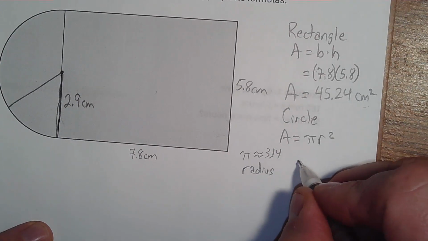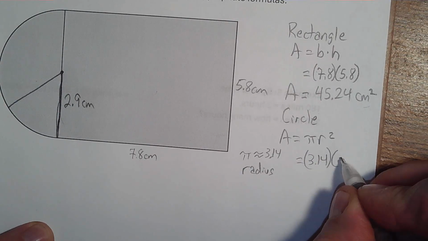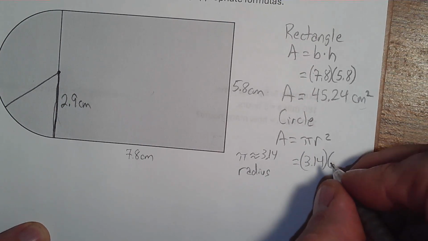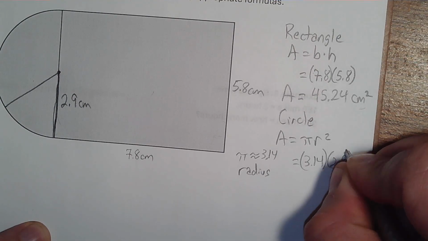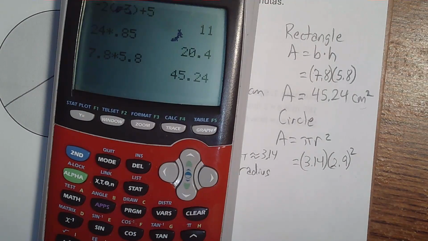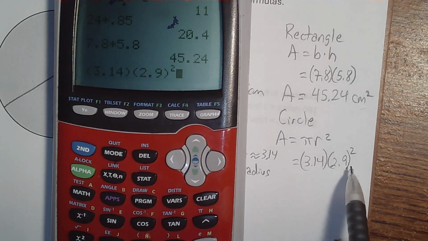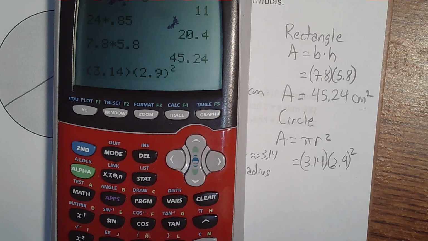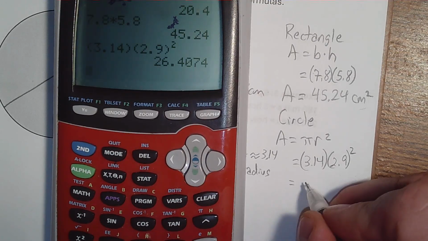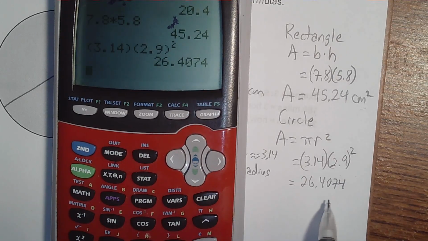So now we can go ahead and plug in our values. We'll put 3.14 in for pi, and we will put 2.9 in for the radius. And remember, 2.9 is squared. And then we'll let our calculator do the work. 3.14, parenthesis 2.9, parenthesis, and we are squaring the second one. Hit enter, and we get 26.4074.